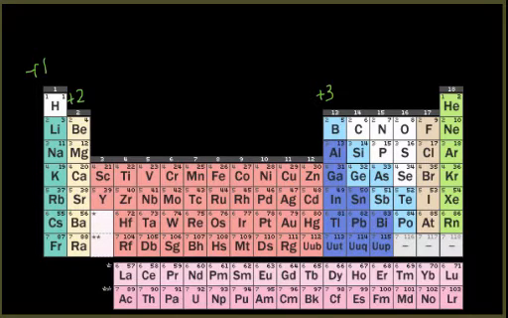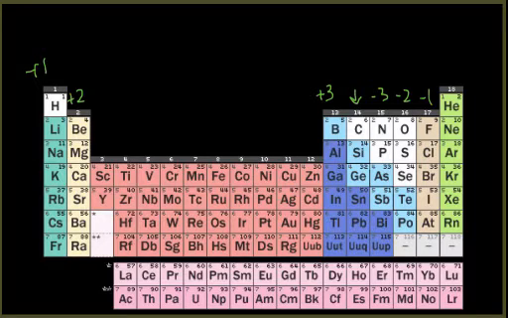14 we don't really worry about because a lot of stuff's going on in 14. Sometimes they share, sometimes they form compounds. Some at the bottom have multiple charges, so we're not going to worry about 14 for now. 15 has a -3 charge. 16 is a -2, 17 is a -1. 18 are noble gases, and those for the most part don't form compounds.